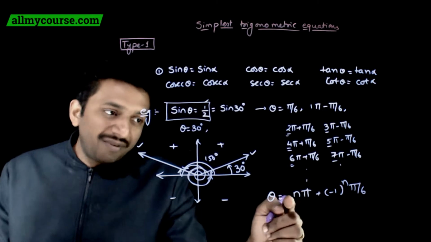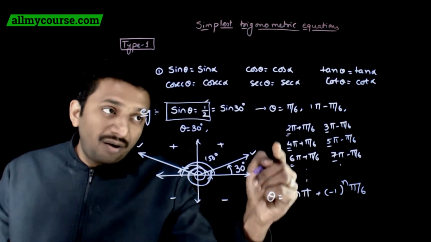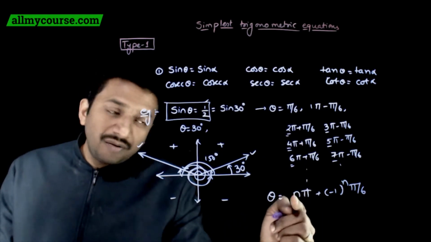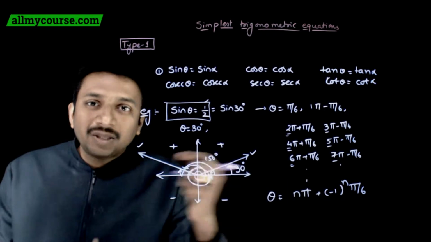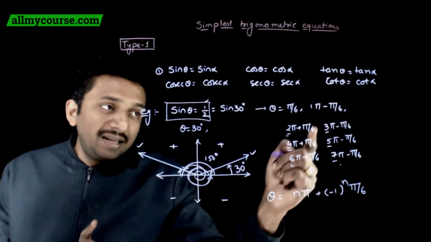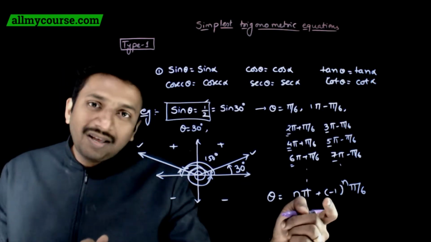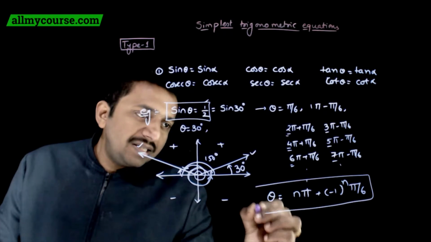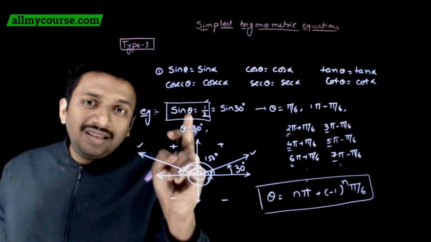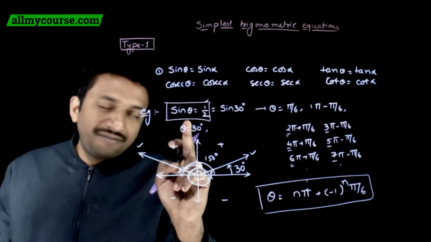This becomes plus 1 if n is even. So for all even numbers before pi, you're getting plus. If n is even, minus 1 whole power n will be plus 1, so you get plus pi by 6. And if n is odd, minus 1 whole power n is minus 1, so you get a minus here. So this is the general solution to the equation sine theta is equal to half.